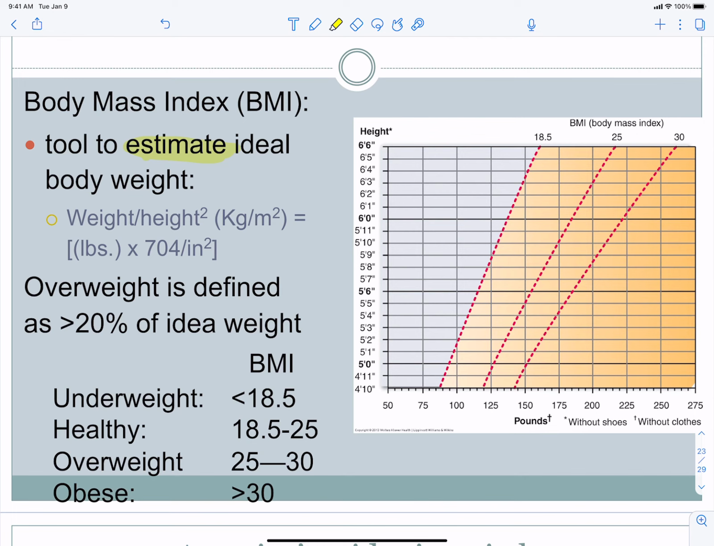However, overweight is defined as about 20% above your ideal weight. Underweight is about 18.5%. And so healthy is somewhere in between that. And obese is that you're going to be greater than 30%. And so you can just look at your height. If you're 6'2", and you weigh 175 pounds, then you just go over here, down here, and you're in between the 18 to 25, so you're in the healthy range, for example.